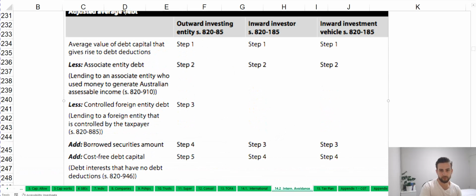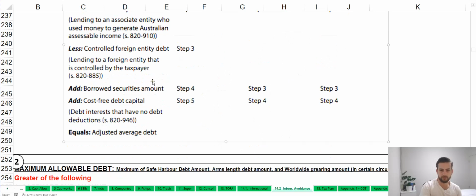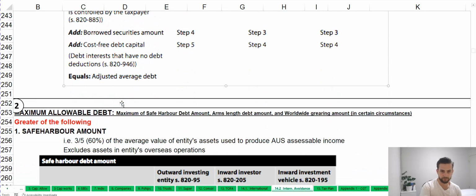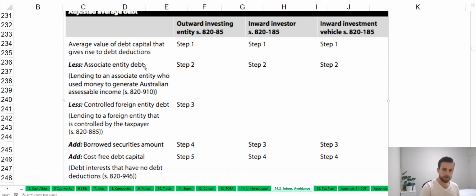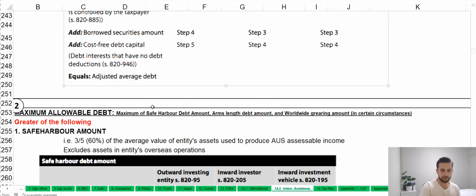So basically, you just figure out which entity you're in, and then follow the steps. Outward investing entity has the most steps. Inward investor and inward investment vehicle have fewer steps, basically because they skip the controlled foreign entity debt. Mostly it's because it's talking about controlled foreign entity debt, i.e. lending to a foreign entity. If you're an Australian entity lending to a foreign entity, that doesn't really fit the situation because we're talking about inward. We're talking about a foreign investment entity, most likely lending money to the Australian entities. That's why this one's not relevant here.